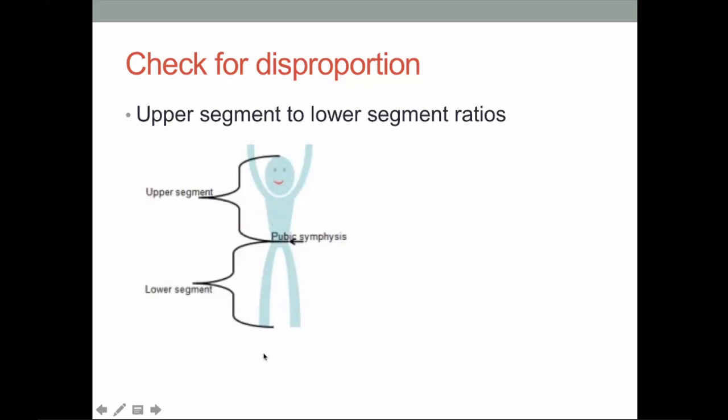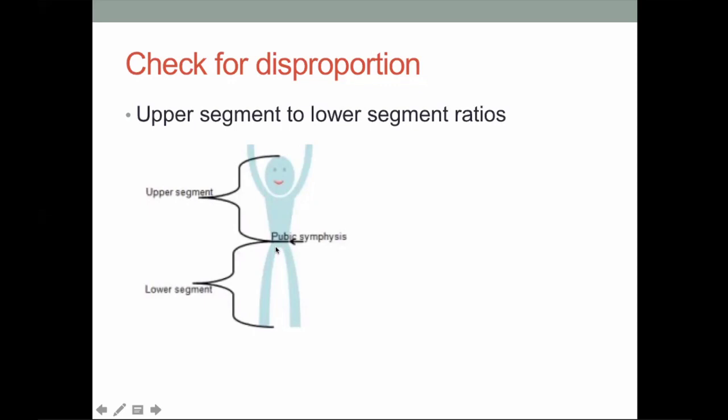So, for instance, if you have a 100 centimeter child, this will be 50 and this will be 50, right? So there's differential growth. And by 7 years, your upper segment to lower segment ratio is 1 to 1. And this kind of continues till puberty. During puberty, your limbs actually lengthen even more than your trunk. So the upper segment is 1 and the lower segment becomes 1.1.